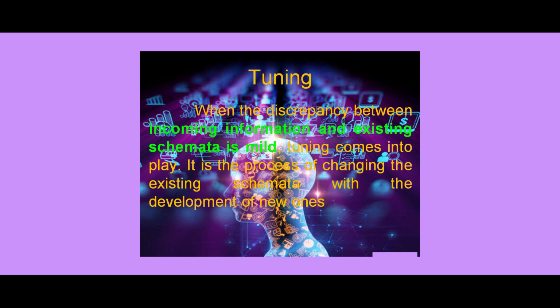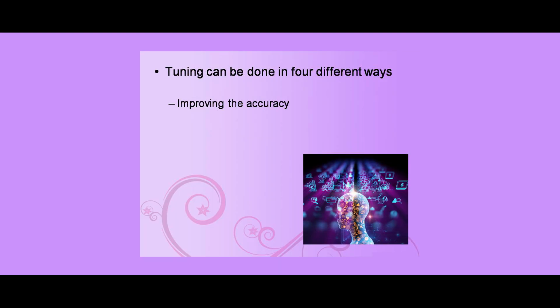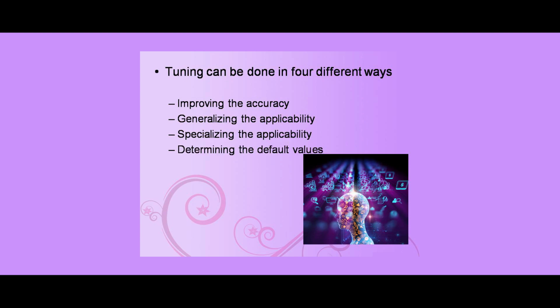Second mode is tuning. When the discrepancy between incoming information and existing schemata is mild, tuning comes into play. It is the process of changing the existing schemata with the development of new ones. Tuning can be done in four different ways. First one is improving the accuracy, second one is generalizing the applicability, third one is specializing the applicability, and fourth is determining the default values.